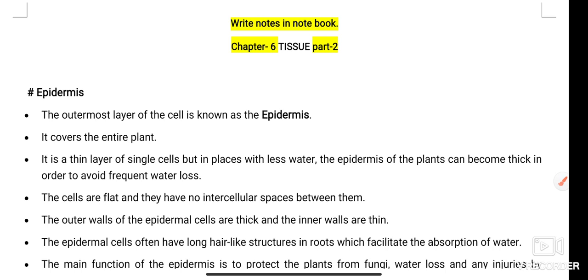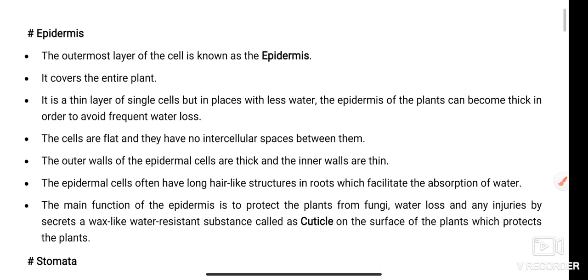So dear students, today we are going to start the second part of the chapter Tissue of class 9th biology. So let us begin today's section. First is epidermis tissue. What is epidermis?